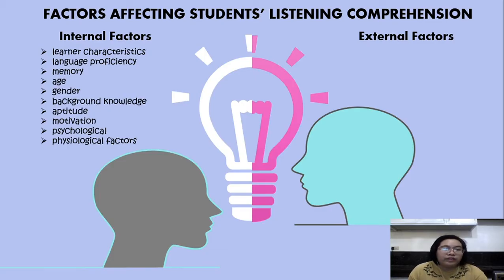Next is the language proficiency, which talks about the students' language abilities. Next is their memory or the retention of information. Then age, gender, their background knowledge about the language or topic, as well as their aptitude or their natural talents. Next is their motivation, their psychological factors which emphasize the student's motivation, self-efficacy, stress, anxiety, etc. And lastly, the physiological factors that can come from the atmospheric conditions and the physical health of the students.